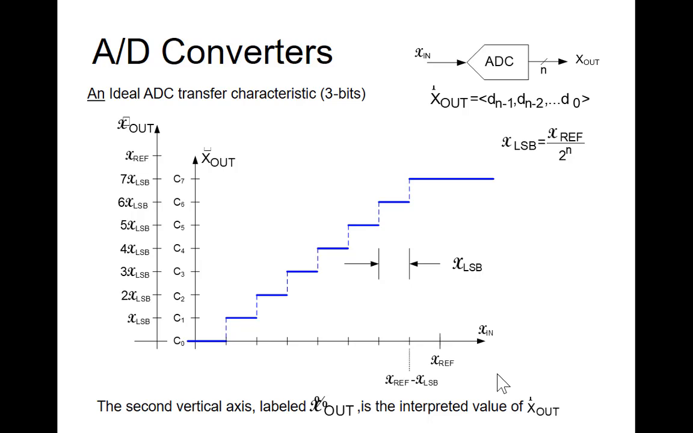So the second axis I put on here is what I call the interpreted axis. So code 0, dimensionless code, corresponds to 0 value of the dimension quantity. Code C1 at the output, that means code 0001, corresponds to the dimension quantity XLSB. Next code 2XLSB and so forth.